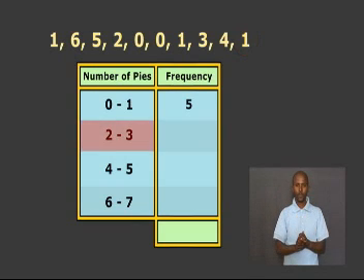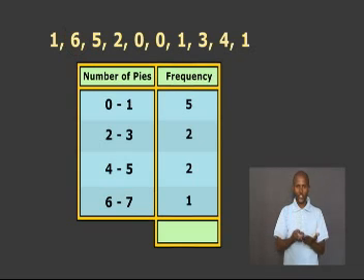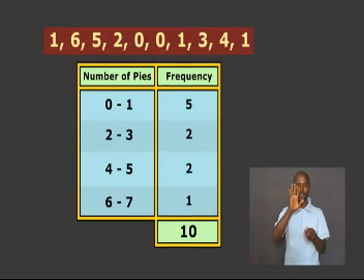For the 2 to 3 group, he's eaten 1, 2. So the frequency for this group is 2. 4 to 5 pies, he's eaten 1, 2. 6 to 7 pies, he's eaten just 1. Now we add our frequency numbers. The answer is 10. When we check it against our data, we can see that we are on the right track.